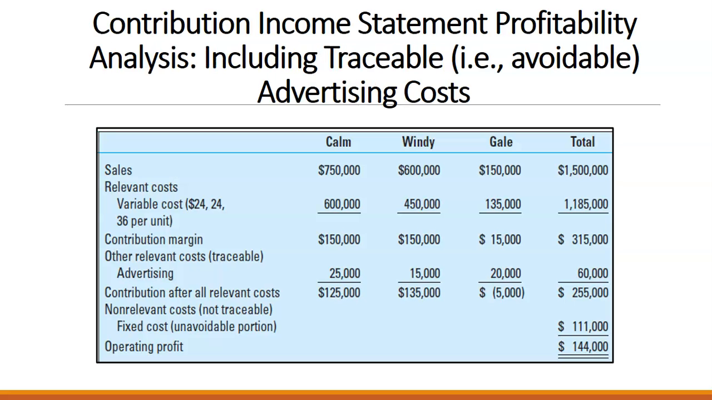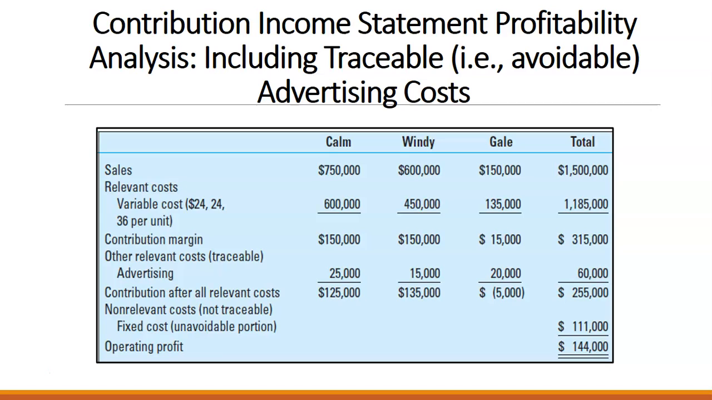So now we look at any traceable cost. So here we have traceable or avoidable advertising costs. So the non-relevant costs are the unavoidable portion of fixed costs. So we could avoid those advertising costs. When we look at the fact that advertising costs could be avoidable, then that gives us a different story.